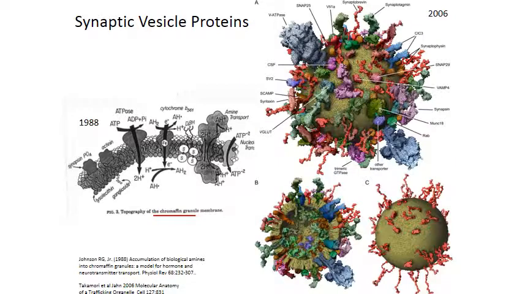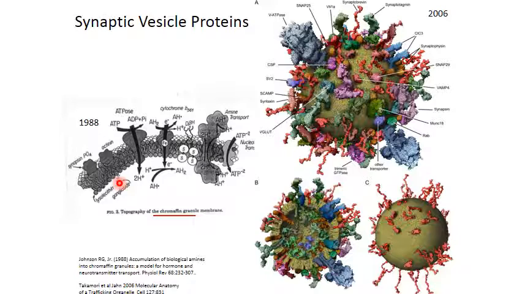All right, so what about the proteins? On the left, we have a 1980s view of the proteins that were identifiable in the chromaffin granule membrane, and on the right, we have a recent 2006 paper that actually quantitatively analyzed synaptic vesicle proteins to determine how many copies of each protein were present on average in synaptic vesicles. So this is a much more detailed look.